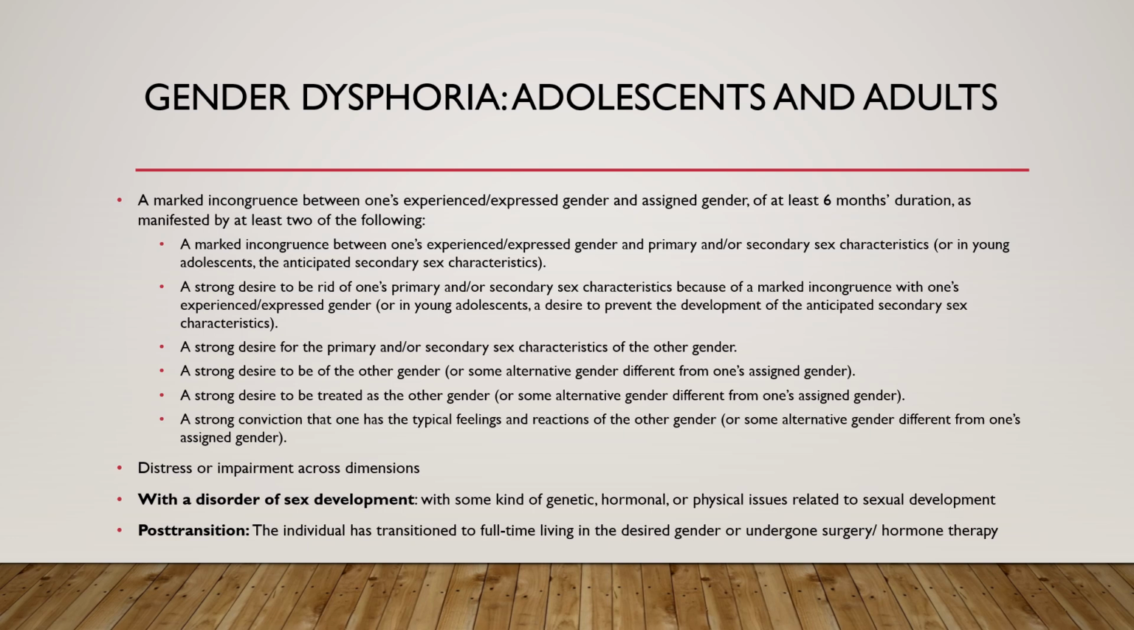Again, here we have the specifier of disorder of sexual development, and we have what's called a post-transition specifier, meaning that they have transitioned to living full-time as their desired gender, undergone some sort of HRT or surgery, and this has been going on for a while. So pre-transition and post-transition are clinical terms that we use to describe individuals maybe seeking out gender-affirming care versus those who are more on a maintenance plan.